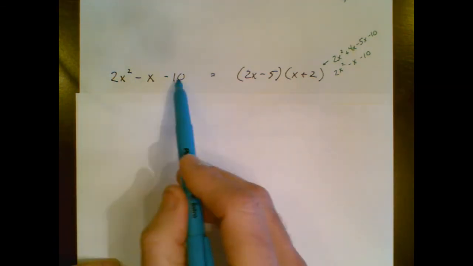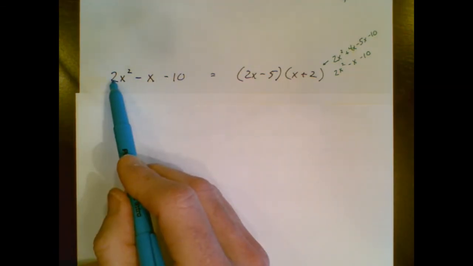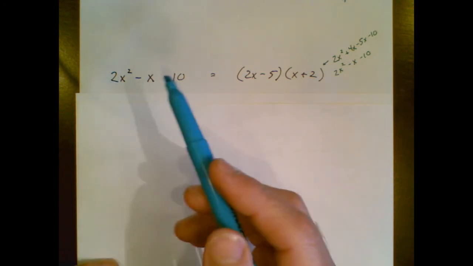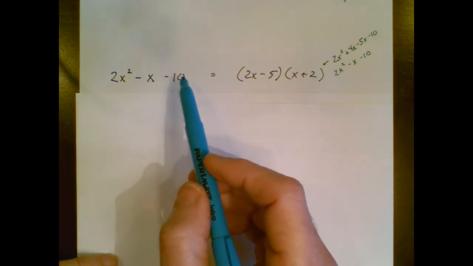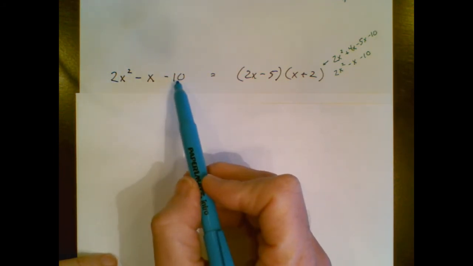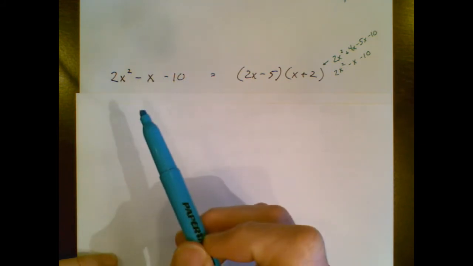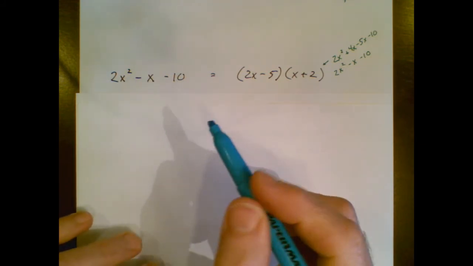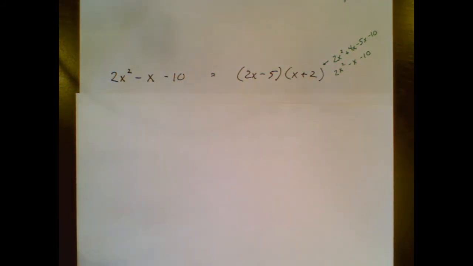So here's a case where I have a trinomial, but the leading coefficient is 2. That's not a 1. So that means I can't use that sentence that I said before: what two numbers multiply to negative 10 and add to negative 1. So I have to use intelligent guess and check. And here's how that goes.